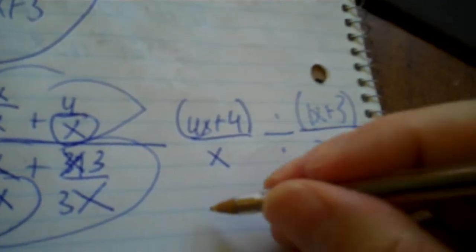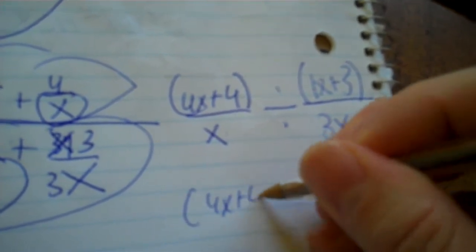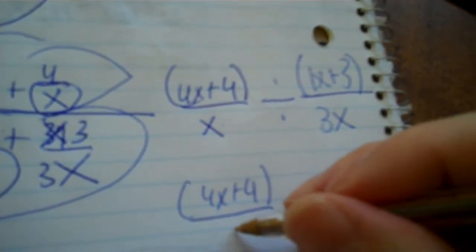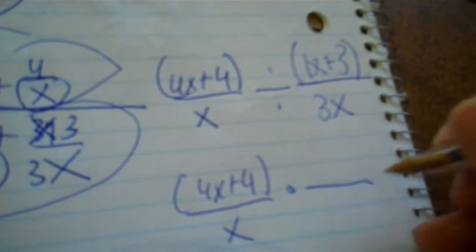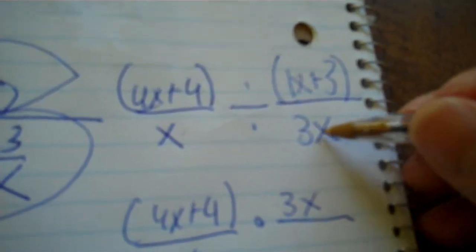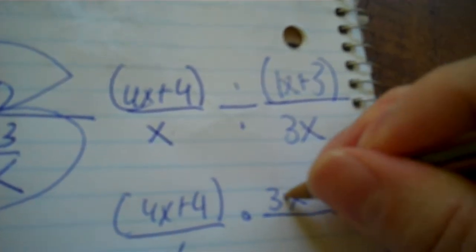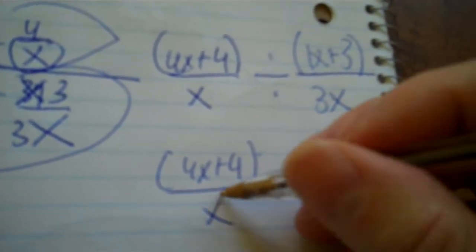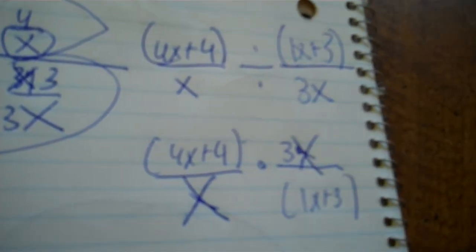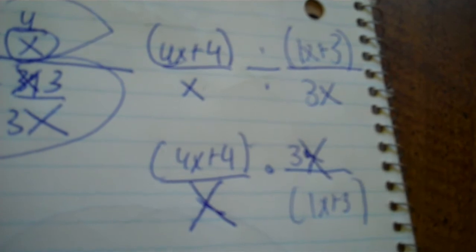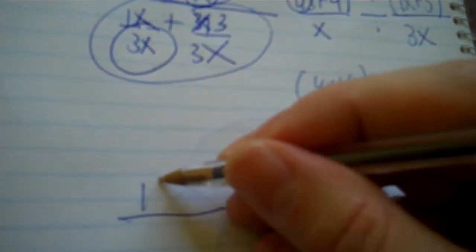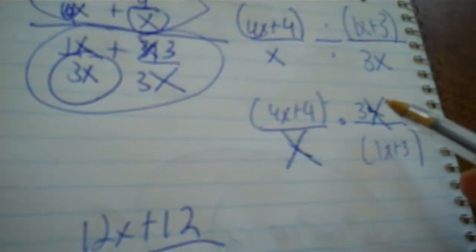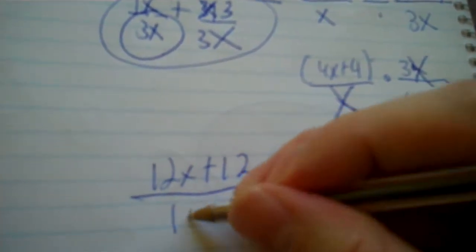Now rewrite that as a multiplication problem by just flipping the fraction after the division. Now I'm not going to put a parentheses here. I'm going to put a multiplication dot though. So the parentheses won't be able to cancel, but the x's can cancel. If I have two outside x's not in a parentheses, they can cancel. And then it's going to be 12x plus 12, because you multiply both by 3, and then that's just 1x plus 3.